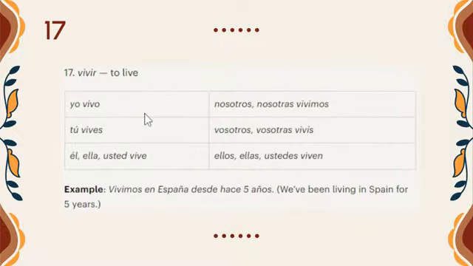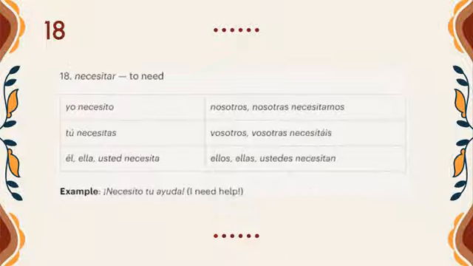Vivir is to live. It's regular, woo woo, and pretty basic. There's not much to it, right? You know how to use it. "Vivimos en España desde hace 5 años." I forgot the word for 5 for a second. We've been living in Spain for 5 years, very basic.